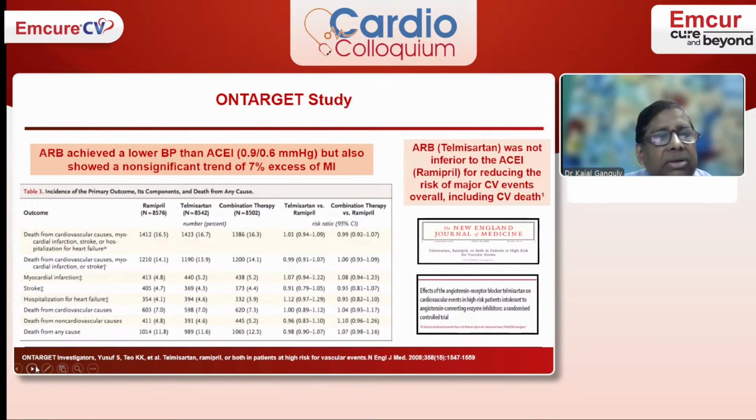If you look at the ONTARGET study, ARB achieved a lower BP, marginally better than ACE inhibitors, but also showed a non-significant trend of 47% increase in MI. The ARB, telmisartan, was not inferior to ACE inhibitors for reducing the risk of events overall, including CV death. And the effects of telmisartan on cardiovascular death in high-risk populations intolerant to ACE inhibitors were studied in a randomized controlled trial. Again, that showed that ACE inhibitors are the first line. If not, then we go for these ARBs. Next.